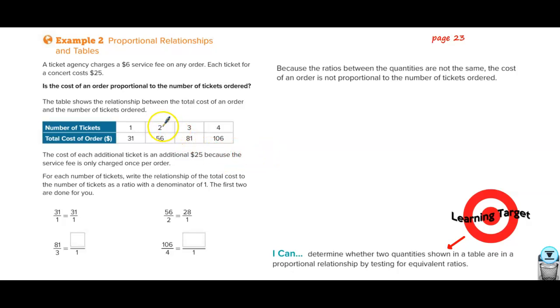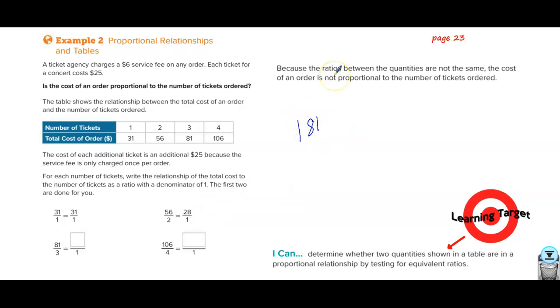But then when you get to 2 tickets, you're still paying only one $6 fee, and then 2 of the $25. So what happens here is this ends up being not proportional. For example, down here, this is 31 over 1, but this one works out to 28 over 1. And then 81 divided by 3.